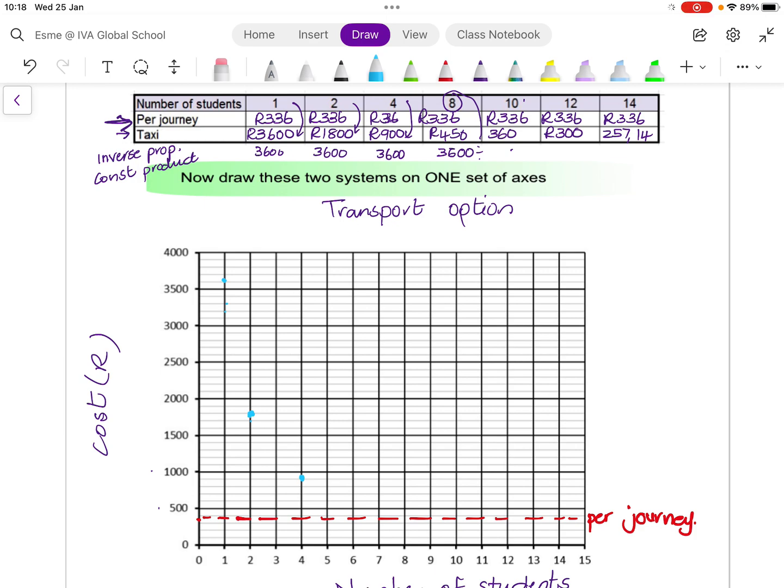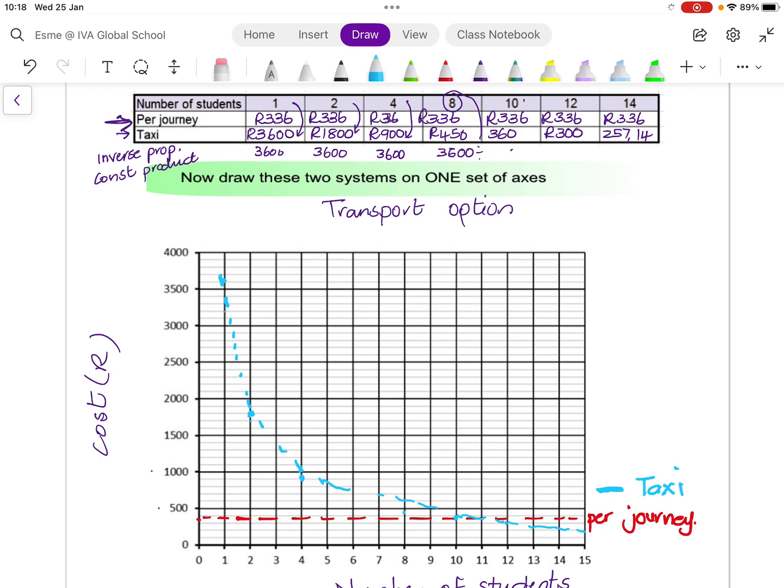So it's over here. If I go to 10 students, it's 360. So 1, 2, 3, it's more or less there. And I go to 14, or let's go to 12, which was 300. 1, 2, 3. I would then also have to join this using a dotted line, and you can see I have my curve like that, and I would put, this is the taxi.